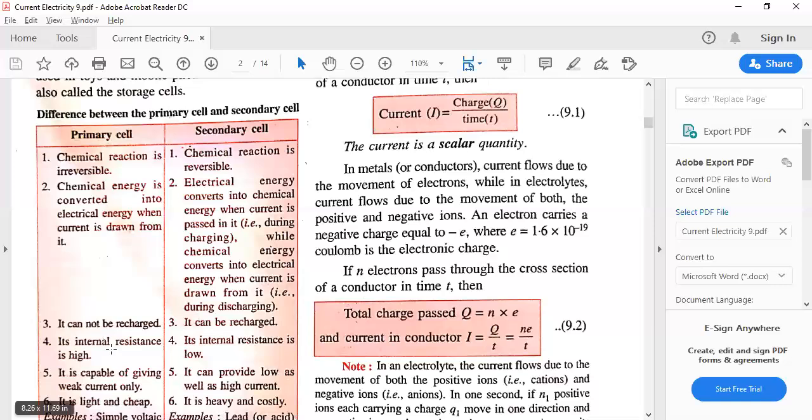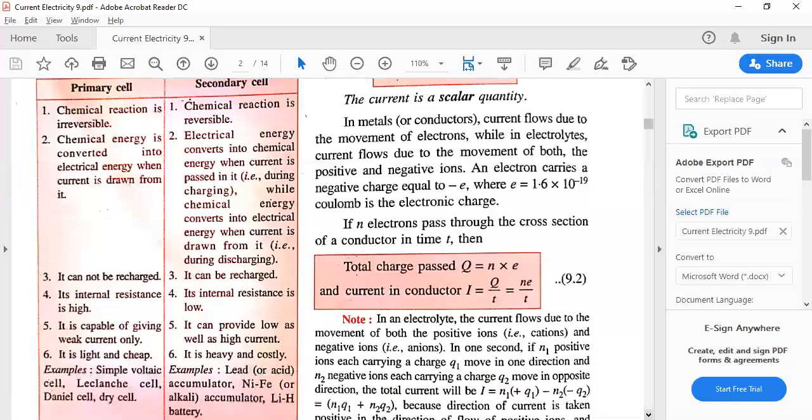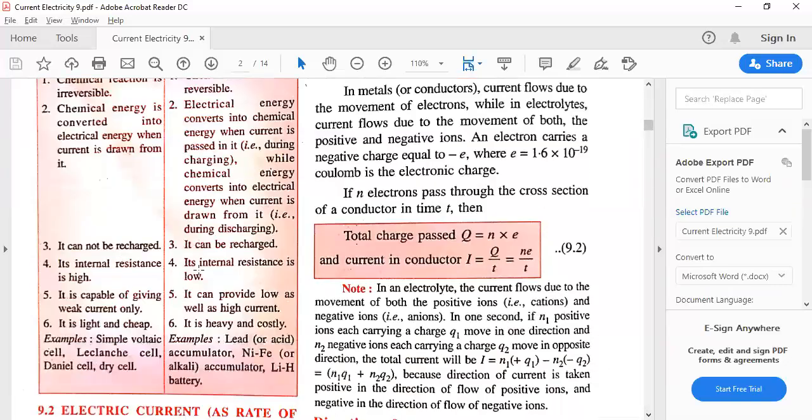Its internal resistance is very high. We will be studying about internal resistance. So basically the resistance is very high, so the current is low. So it is capable of giving weak current only. A clock doesn't need more current. A secondary cell's internal resistance is low, therefore it can actually provide high current.